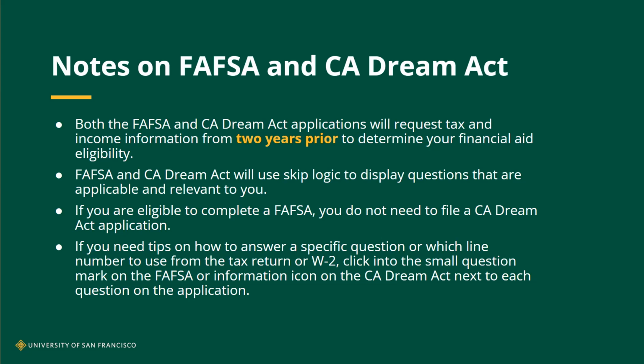The FAFSA and the California DREAM Act both use skip logic to display questions that are applicable and relevant to you. If you are eligible to complete a FAFSA and meet the FAFSA filing guidelines, then you do not need to file a California DREAM Act application. If you need tips on how to answer specific questions, or are unsure what a question is asking, there is a little question mark next to each question that will guide you on where you can find the information they are requesting.